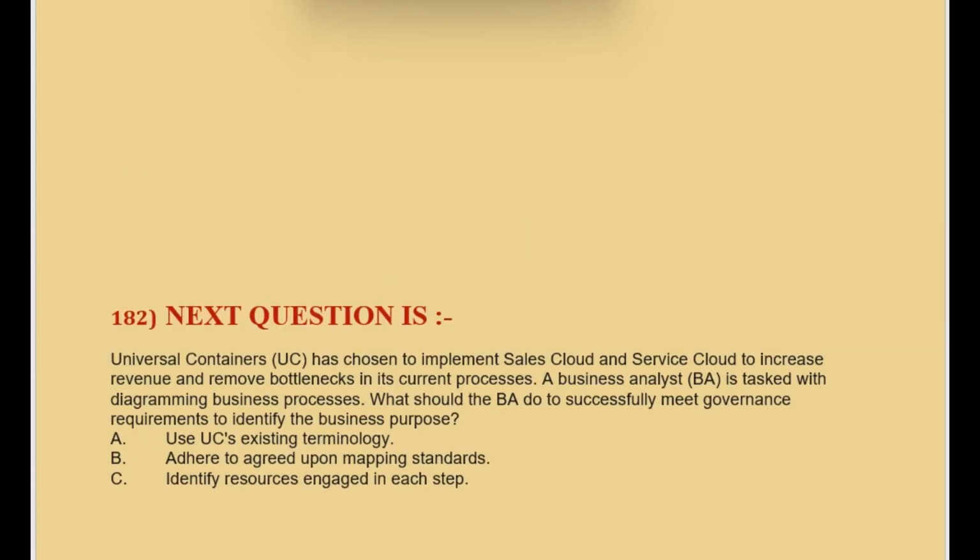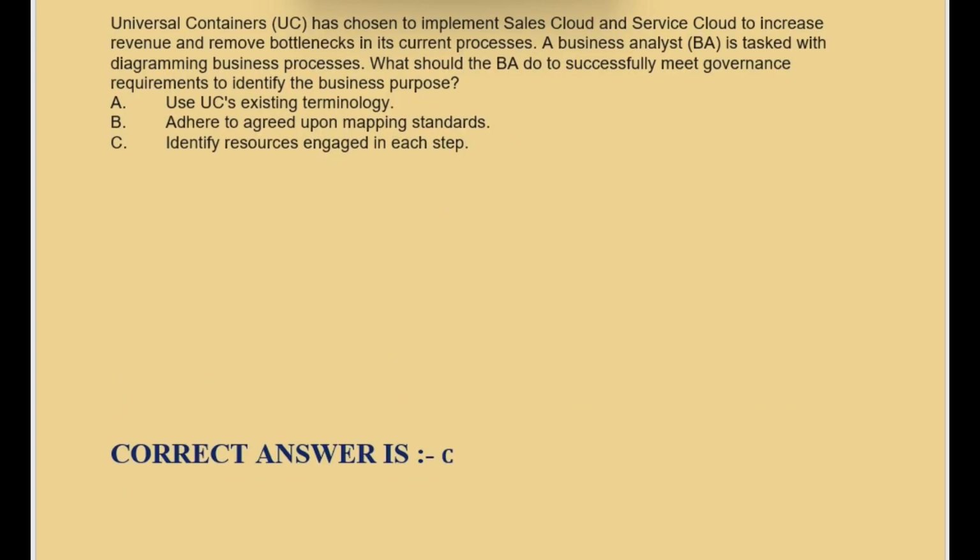Question is, Universal Containers (UC) has chosen to implement Sales Cloud and Service Cloud to increase revenue and remove bottlenecks in its current processes. A business analyst (BA) is tasked with diagramming business processes. What should the BA do to successfully meet governance requirements to identify the business purpose? Option A, use UC's existing terminology. Option B, adhere to agreed upon mapping standards. Option C, identify resources engaged in each step. Correct answer is option C.